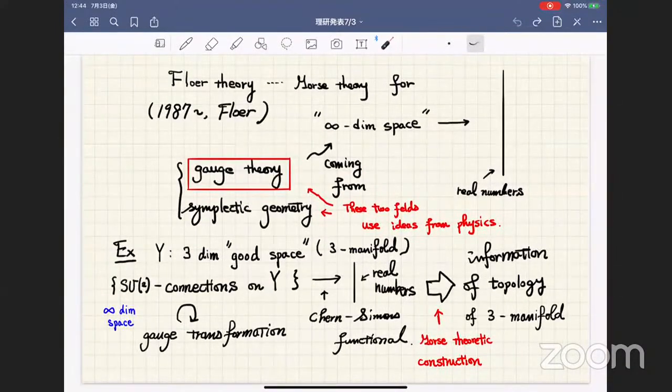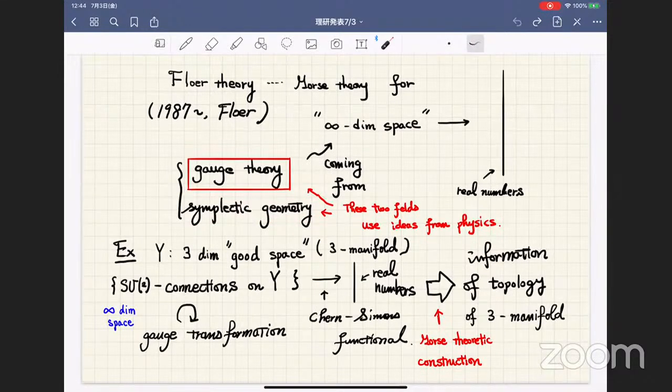Next, I would like to explain what Floer theory is. Actually, I mainly study Floer theory. Floer theory has been studied since 1987, started by Floer. Roughly speaking, this is a Morse theory for a functional from an infinite dimensional space to real numbers. And this infinite dimensional space comes from gauge theory and symplectic geometry. And these two fields use ideas from physics.